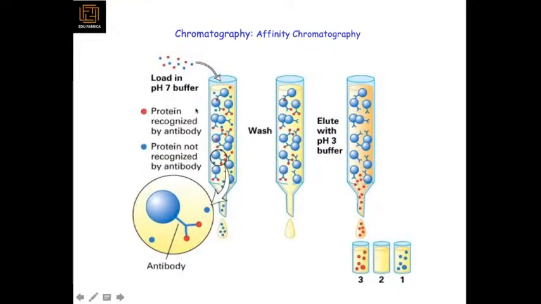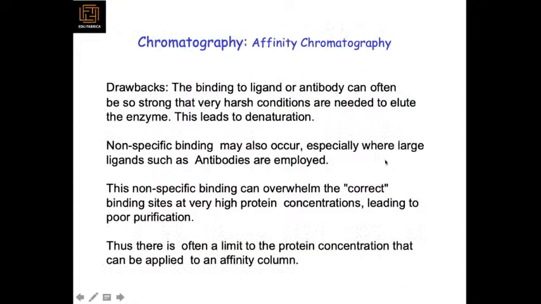So let's say you have antibodies with these red ions attached to them, which are recognized by the antibody, and the blue ones are not. So the blue ones will be removed, and the red ones will be removed later. Some drawbacks are that the binding to a ligand or antibody can often be strong, and very harsh conditions are needed to elute the enzyme, and this leads to denaturation. And non-specific binding may also occur, specifically where large ligands such as antibodies are employed.